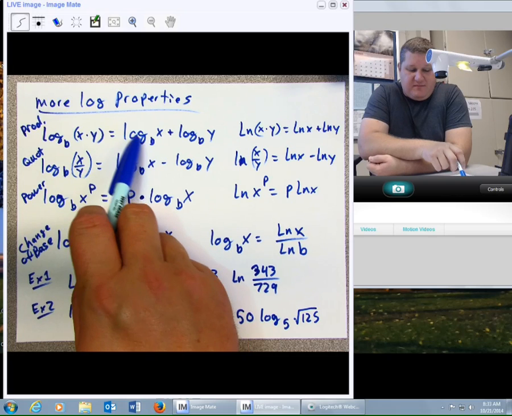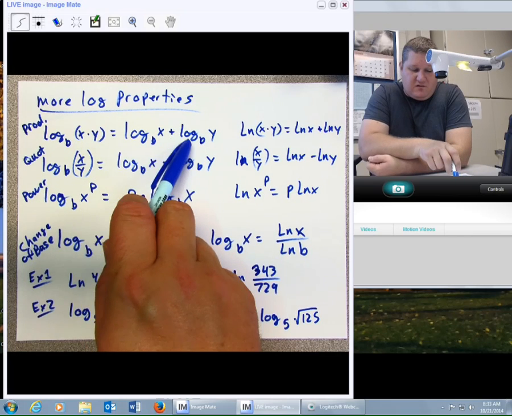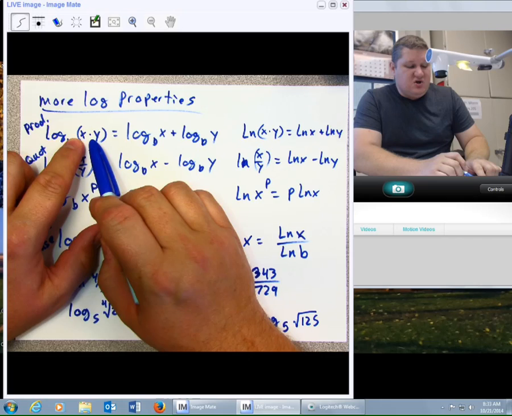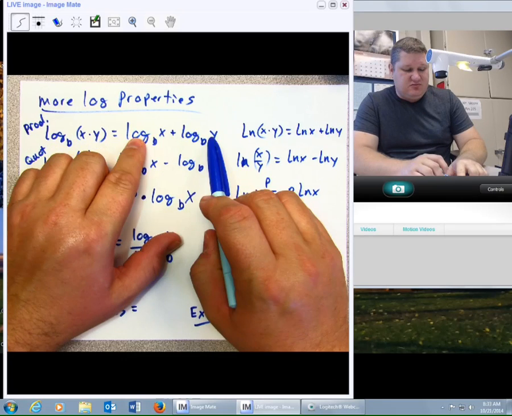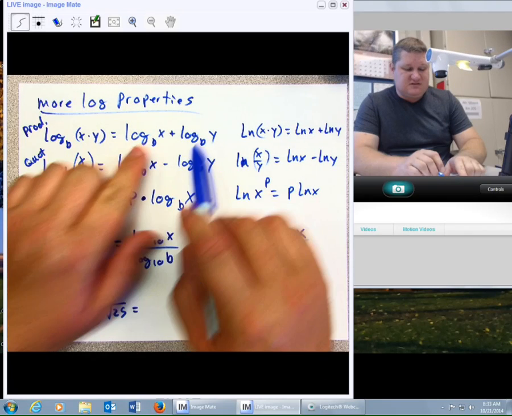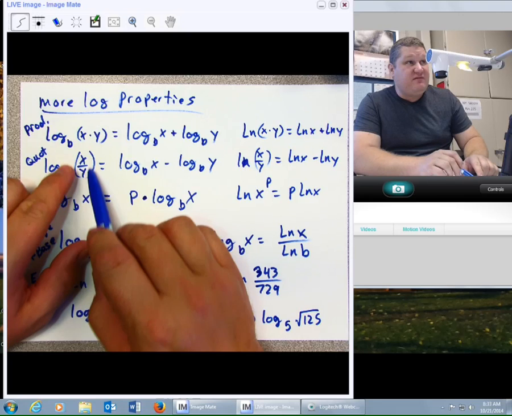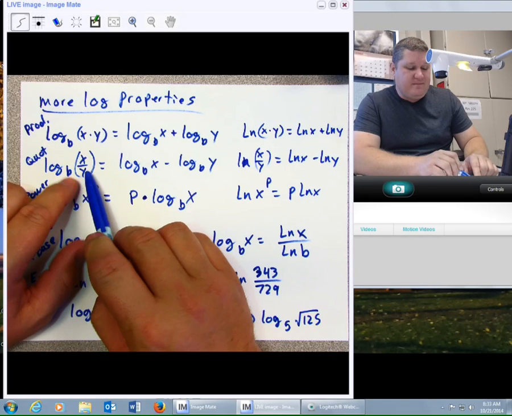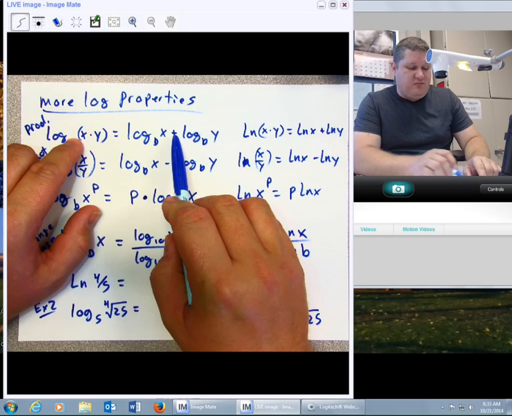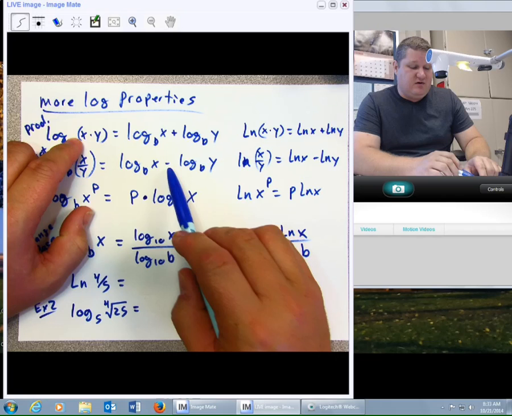log base b of x plus log base b of y. So what was a multiplication turns into an addition. So it's product sum. In this case, log base b of x divided by y. Well, if when you multiply, you change it to add, when you divide, you change it to subtract.